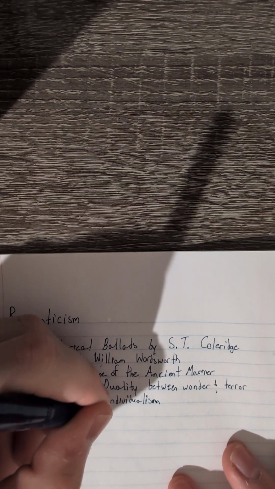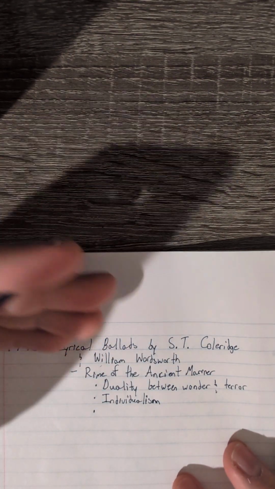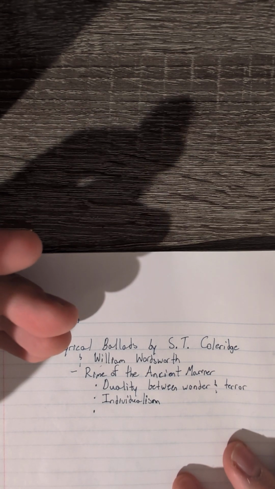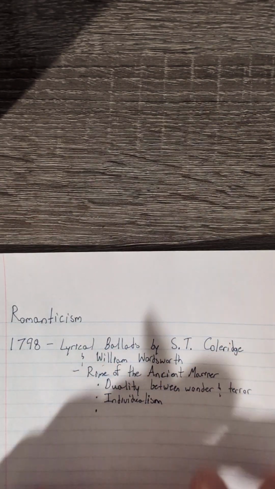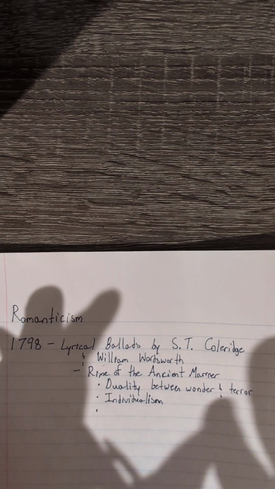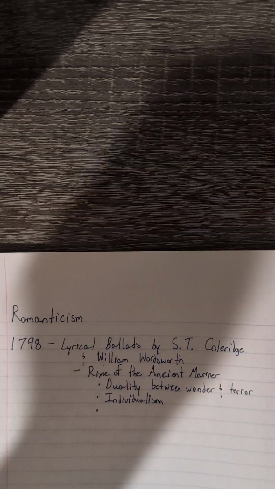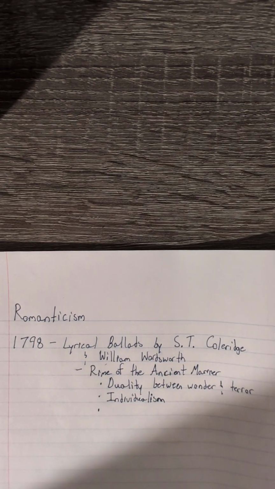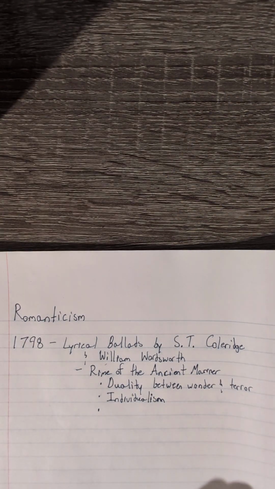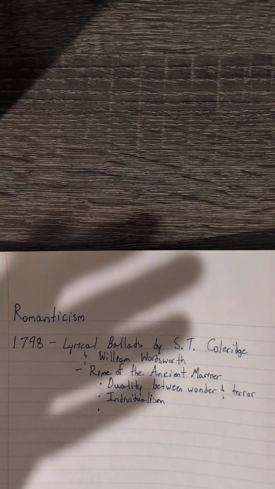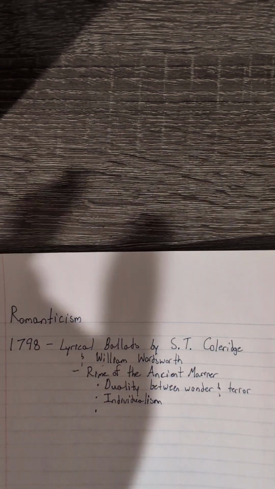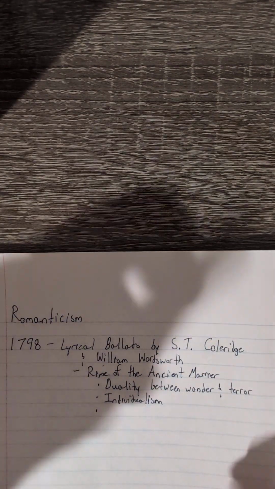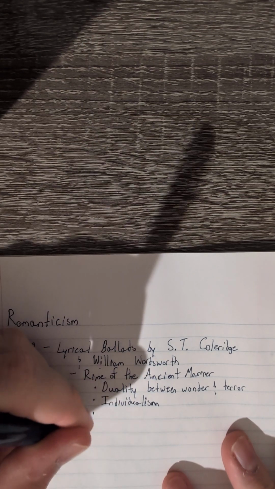And between wonder and terror, for instance, there are scenes like where the albatross is shot and hung around his neck, or the scene where he views water snakes and how beautiful they are, which I'm pretty sure water snakes are just ocean eels or something like that. But the idea here is that there is that duality of ideas, completely contrasting ideas coming together. So, kind of write that down.